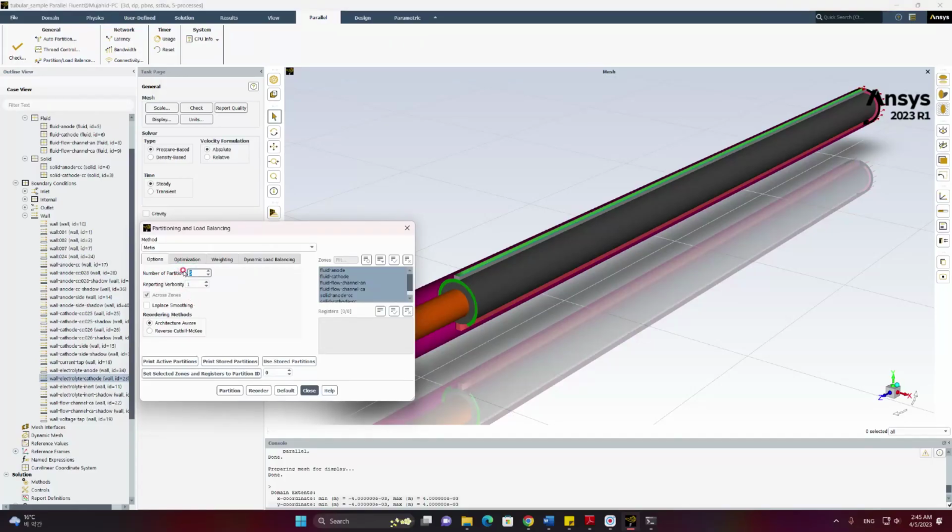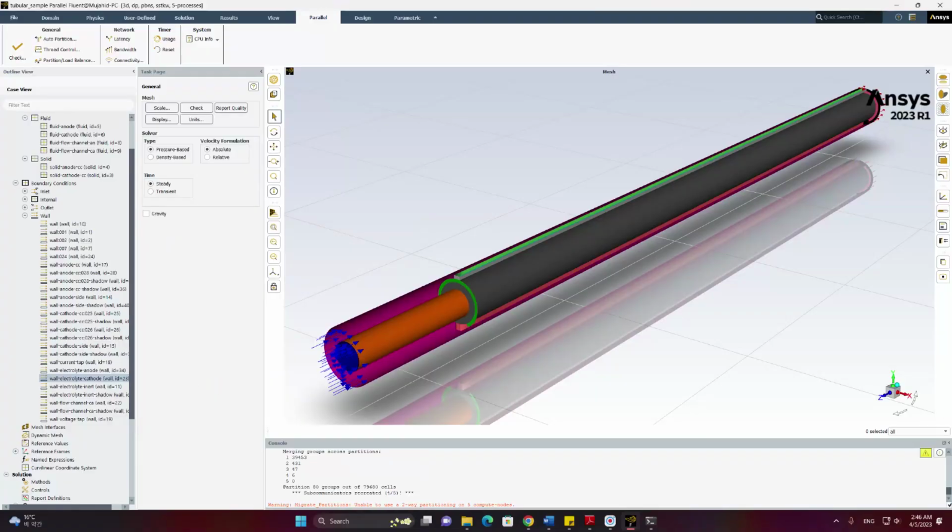Number of partitions will be only 2, and we should apply Laplace smoothing. Cutoff aspect ratio 5, as defined in the tutorial manual. We're just following the tutorial manual. And okay, let's partition it. You see the 260 groups of partitioning including overlaps, merging, and okay, and use stored partitions. Close. Now we will start the actual solution.